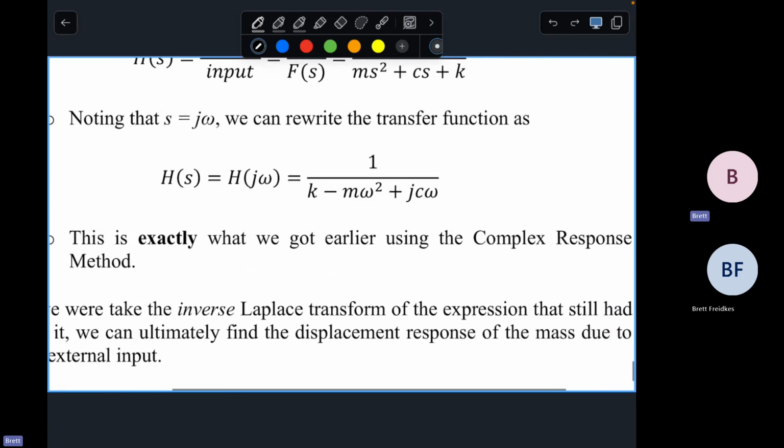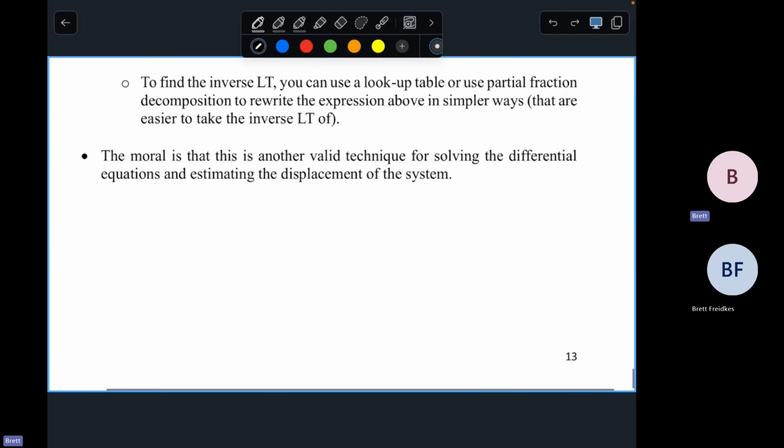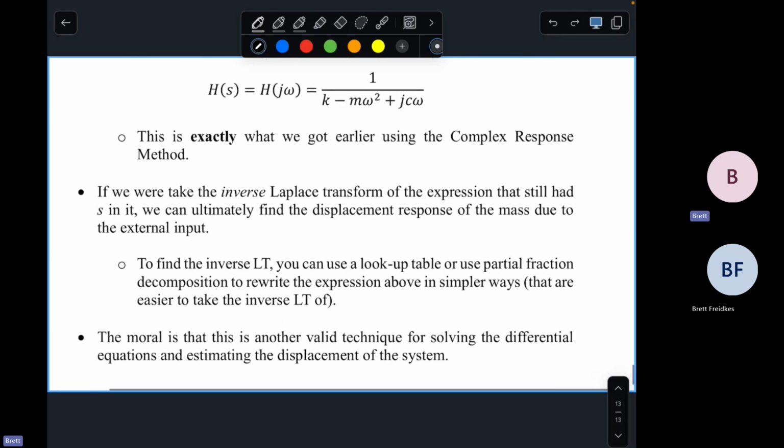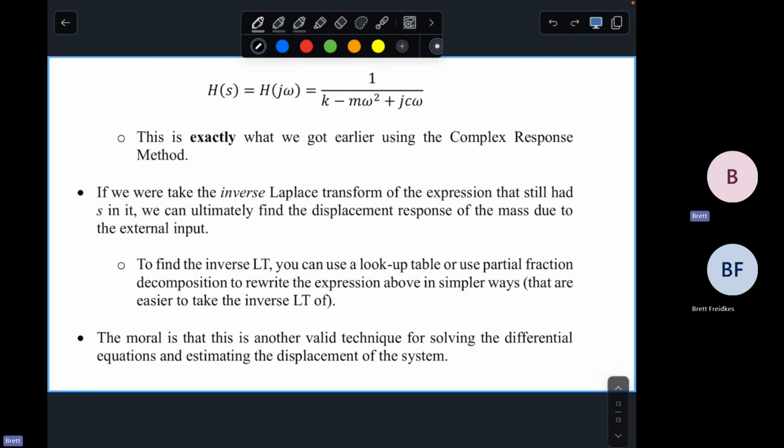So this is basically, if you plug in what S is, j omega, you get the same exact thing we got with the complex response method. It ends up being identical. And in your homework, you have a problem where you'll actually do the inverse Laplace transform. Again, it's just tables. I actually give you hints in the problem statement how to do it. It's very easy. But that's the end of note set 9. Questions about note set 9?